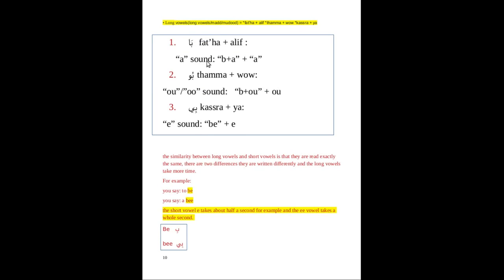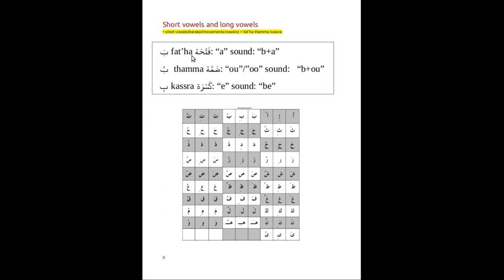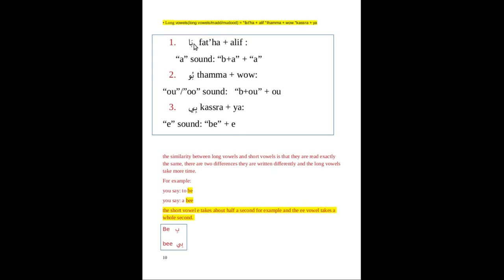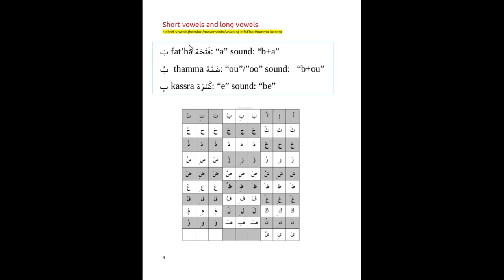The long vowels are also very simple. You remember the ba that we saw earlier? It has a dot at the bottom, so it's the same letter here. It's also a ba here, with a fatha also. By the way, the vowels we also call them harakat, haraka, or movements or vowels. They have these three names. If you hear haraka or movement or vowel, it's the same thing.